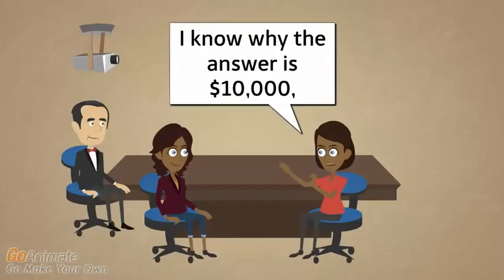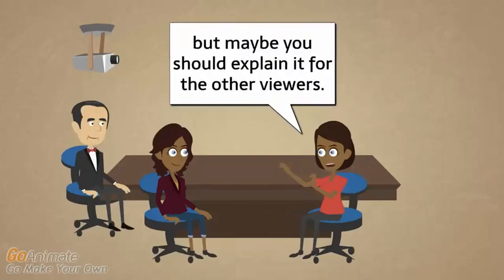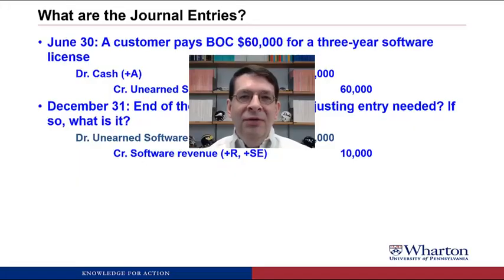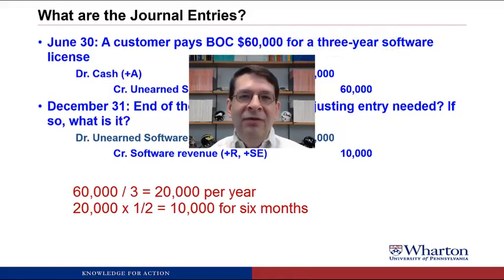I know why the answer is $10,000, but maybe you should explain it for the other viewers. Sure, I'm happy to explain how to get $10,000 for the other viewers. BOC is going to earn $60,000 of revenue over 3 years. Assuming they earn it on a straight line basis, that's $20,000 per year. It hasn't been a year, it's only been 6 months. So 20,000 times 1/2 is 10,000, and BOC gets to book 10,000 of revenue for the 6 months.